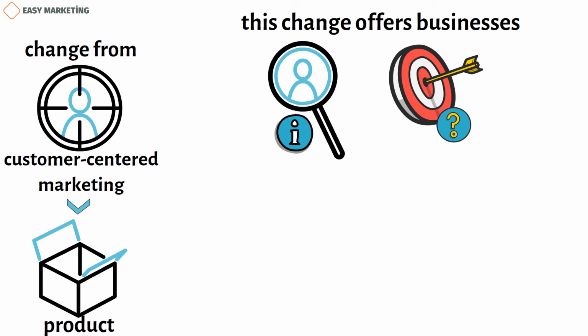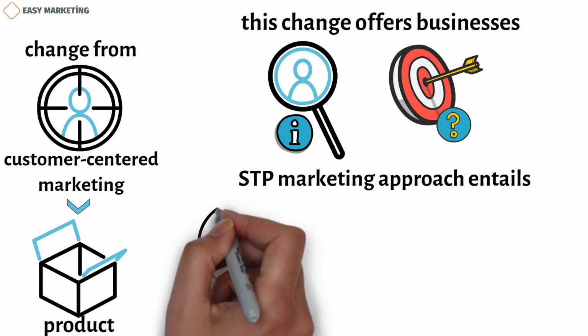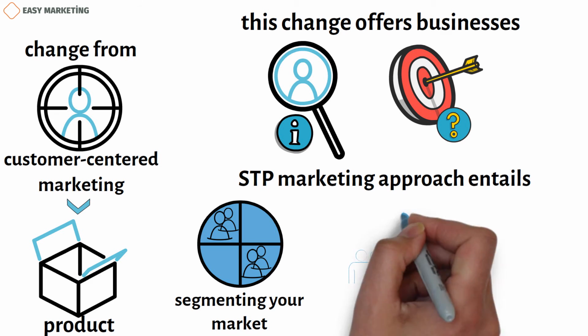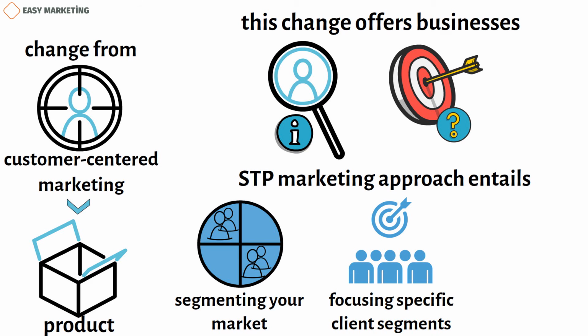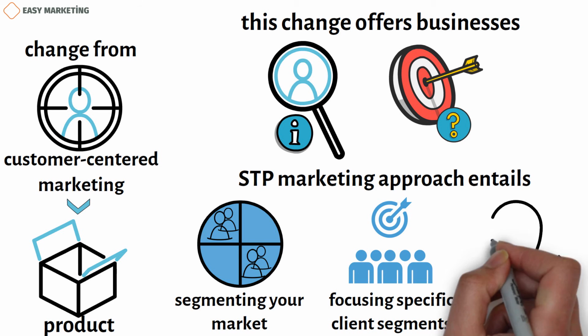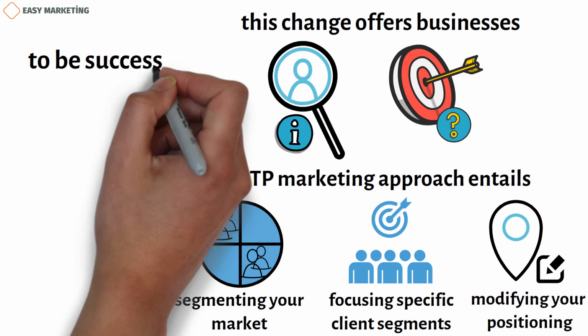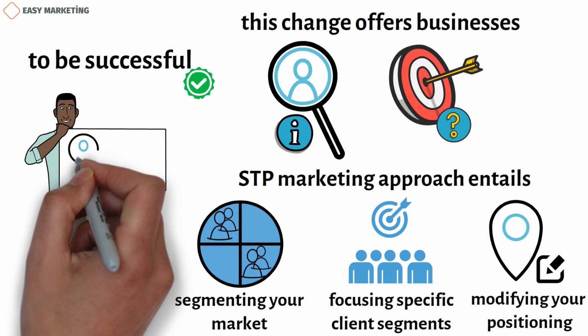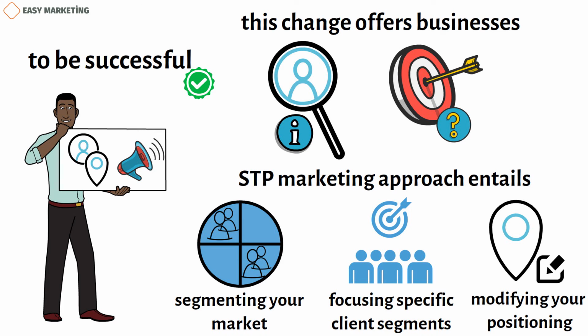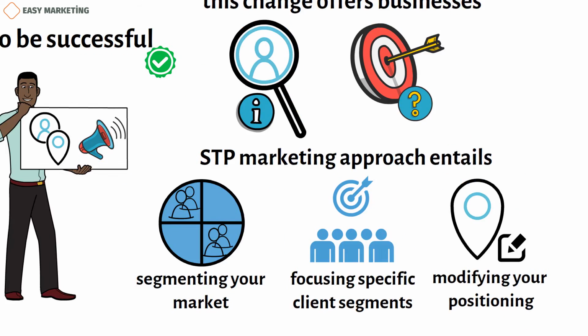Briefly stated, the STP marketing approach entails segmenting your market, focusing marketing campaigns on specific client segments based on their preferences, and modifying your positioning in line with their needs and expectations. If you're looking for a quick and easy way to recall and simplify the STP marketing concept, this formula shows that in order for each segment to be successful, it needs a specific positioning and marketing strategy. Let's examine each of the three STP marketing model steps in more detail.